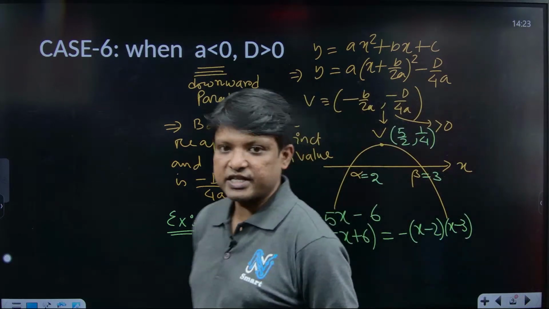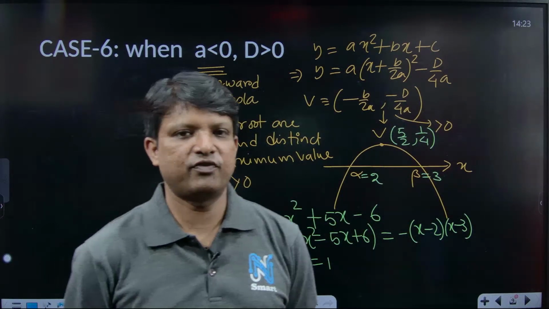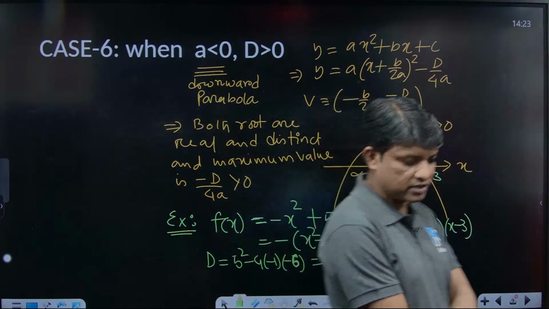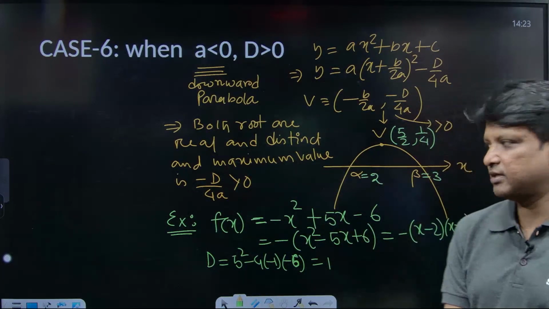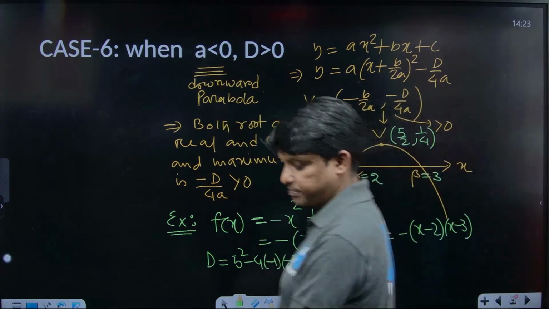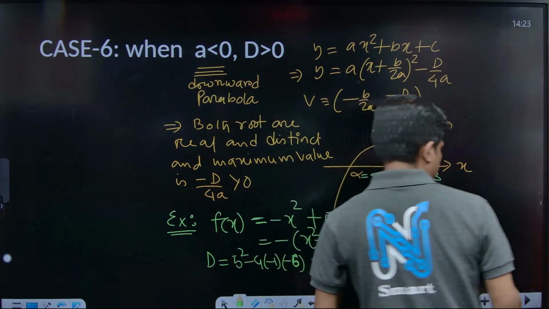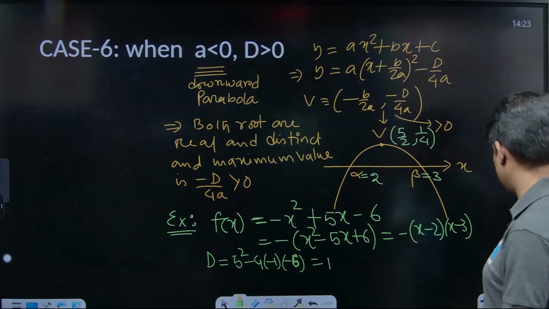Okay, the total 6 cases are very important for the quadratic expression. This is an important topic also; in WBJEE every year there are 2 to 3 questions from this chapter. So now let us solve some problems about the quadratic expression.